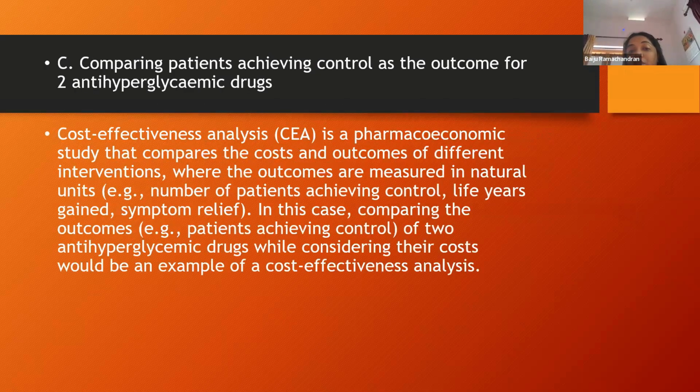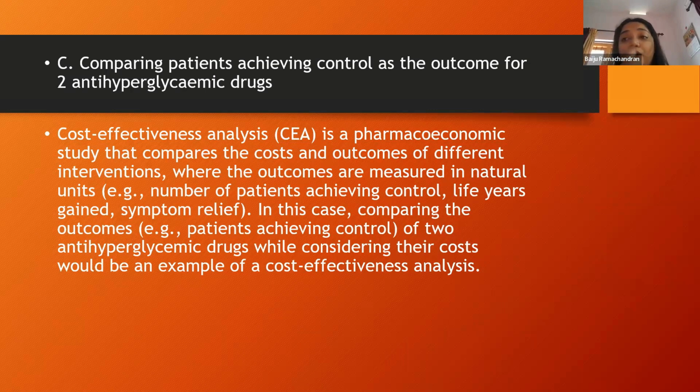Here we are comparing patients achieving control as the outcome of two anti-hyperglycemic drugs. Maybe the patient takes one anti-hyperglycemic drug at first. At that time he might not have the outcome that is needed. Maybe his blood sugar is reduced, but the particular outcome that is needed is not achieved. So the doctor adds one more anti-hyperglycemic drug. Now the patient is taking two drugs, and the outcome is reached. The goal is achieved.